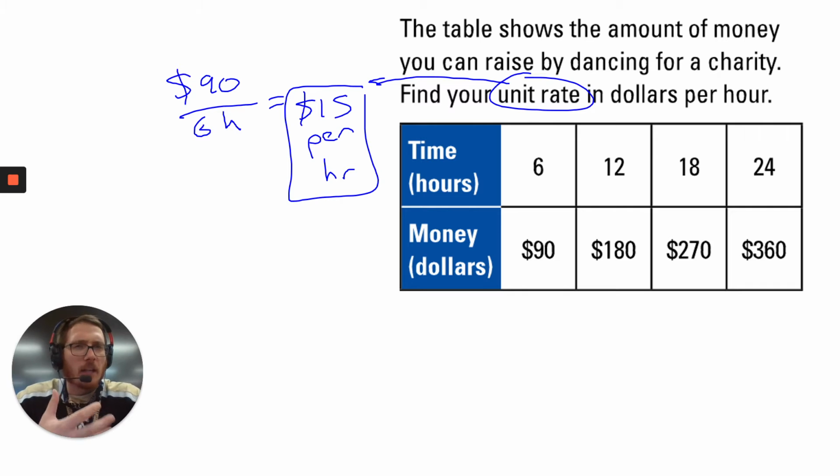And that would be the same for a lot of different things like miles per gallon, dollars per pound, like at the deli. Okay, those situations are all unit rates. And then we use those to find answers for other amounts of time or whatever your label is that you're looking at.